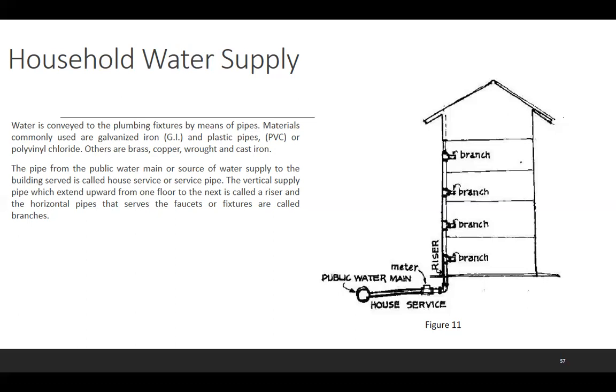The pipe from the public water main or source of water supply to the building is called the house service or service pipe. The vertical supply pipe which extends upward from one floor to the next is called the riser. And the horizontal pipes that serve the faucets or fixtures are called branches. So, may unti-unti na kayong term. Kung lahat ng term gusto mong malaman, andun sa plumbing code, tingnan yung definition of terms.